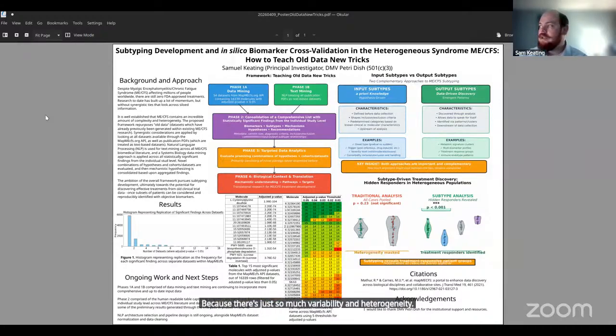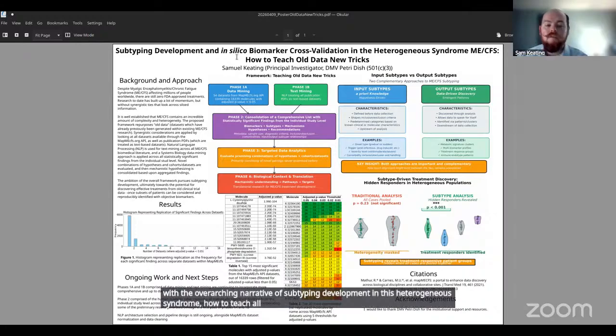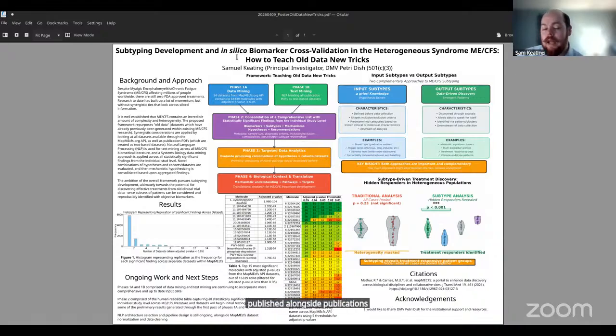So the tagline of this poster is how to teach old data new tricks, with the overarching narrative of subtyping development in this heterogeneous syndrome. How to teach old data new tricks is using all the data that's already generated to date, biodata, such as the actual study data sets that get published alongside publications, as well as the actual publication full text, treating them as text-based data sets.